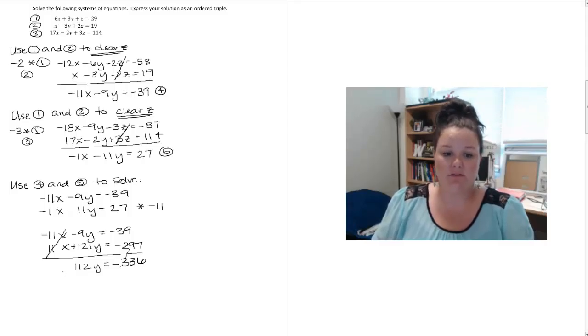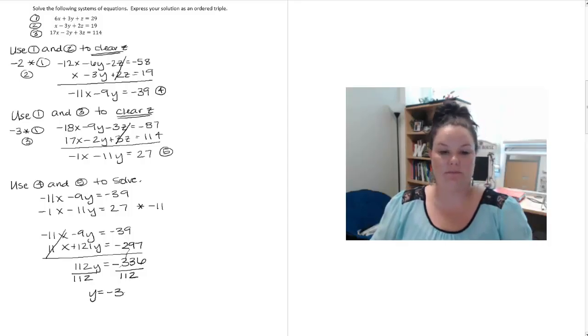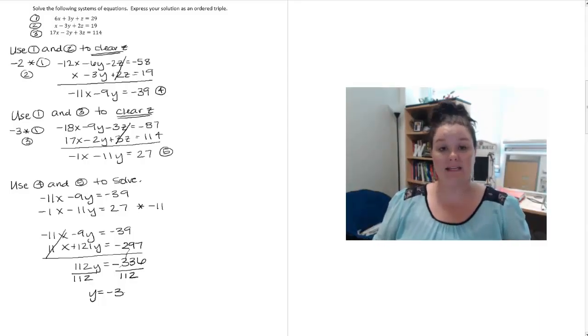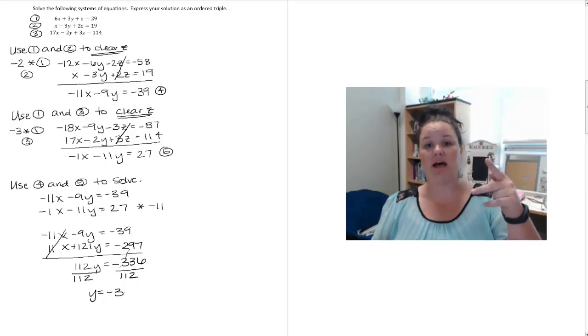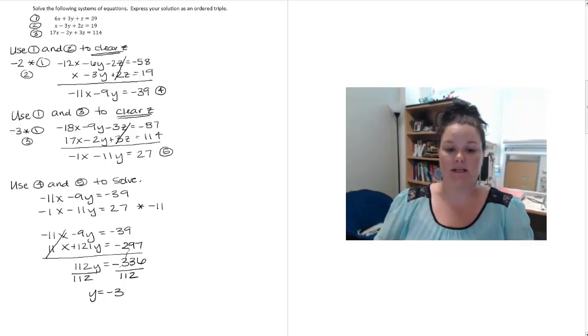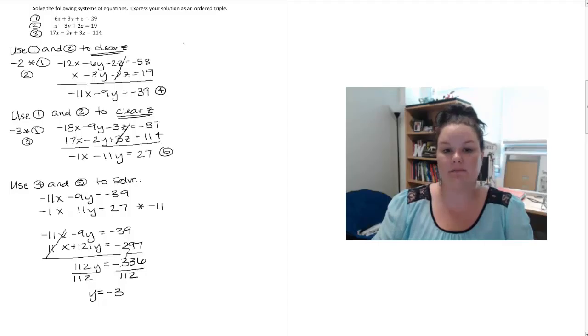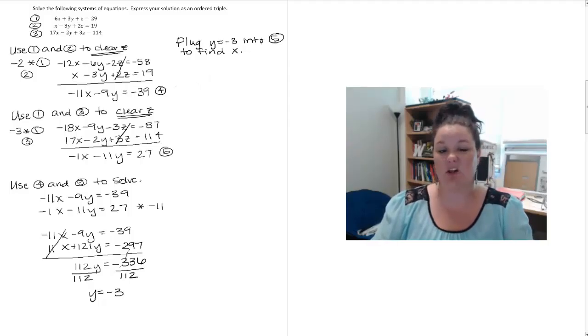And now I can easily solve for y by just dividing off my 112. So I end up with y is equal to negative 3. So now that I know what y is, I can plug it back in to figure out what x is, because I have two equations, 4 and 5, that have just x's and y's. So I'm going to go ahead and plug mine back into 5. Again, it doesn't matter which one you pick. So I'm going to say plug y equals negative 3 into 5 to find x. I picked 5 just because it has smaller numbers.